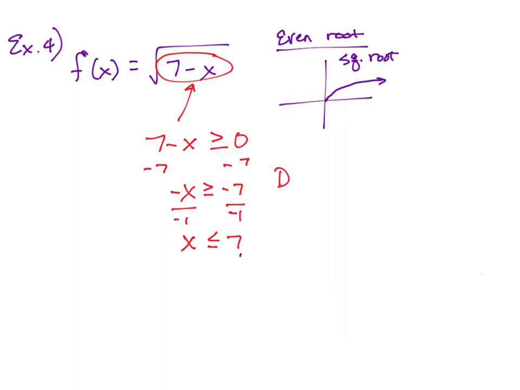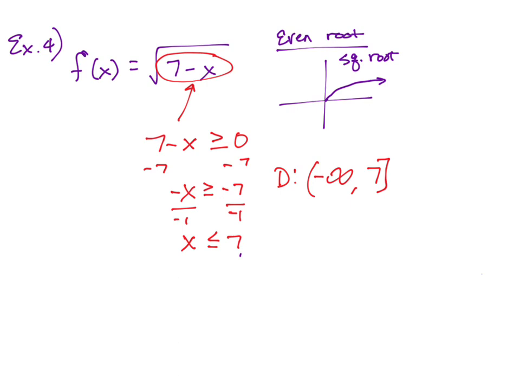So what is the domain of this function? It goes from what to 7? x is less than or equal to 7. Negative infinity to 7. Can it touch 7? Yes. Or equal to? So square bracket on 7. I got one answer correct.